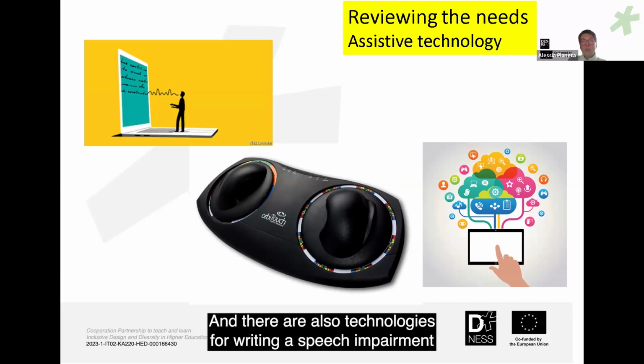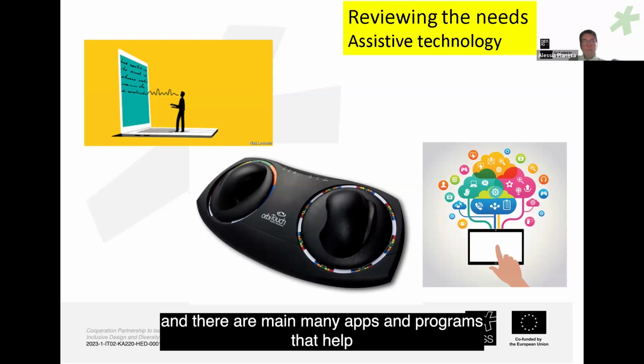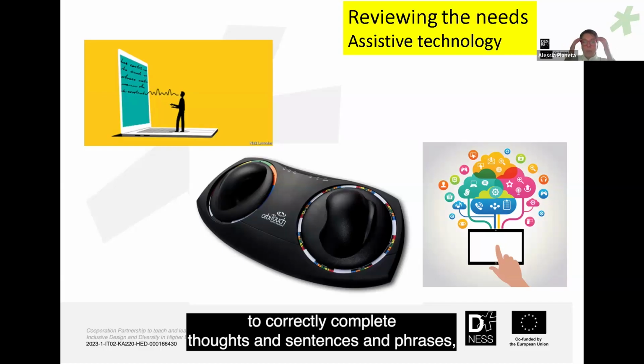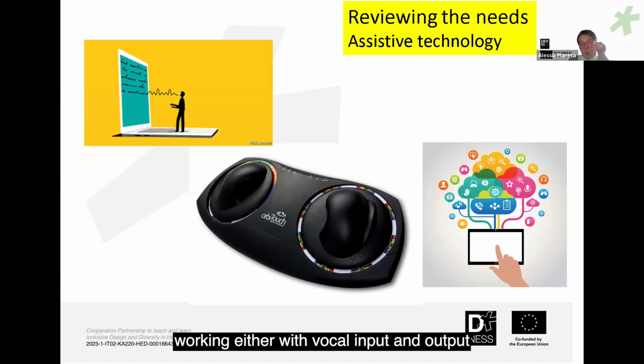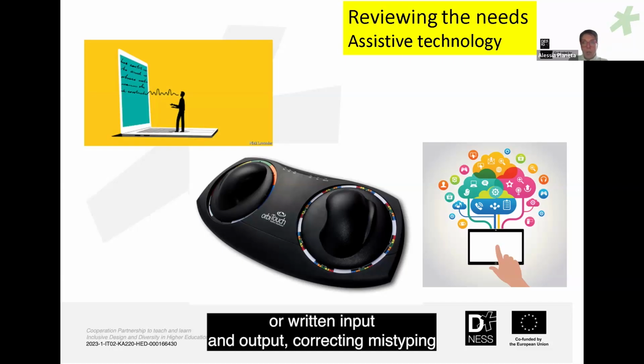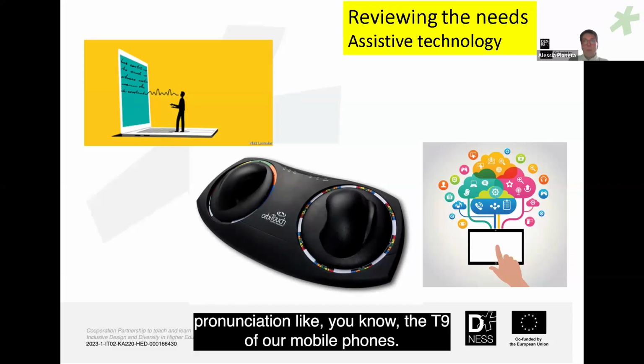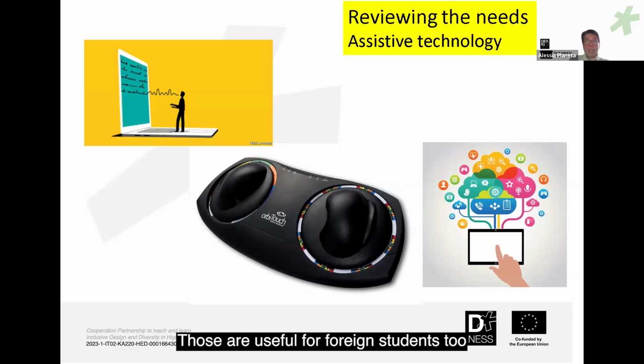And there is also technology for writing and speech impairment. There are many apps and programs that help to correctly complete thoughts and sentences and phrases, working either with vocal input and output or written input and output, correcting mistyping, pronunciation, like, you know, the T9 of our mobile phones. Those are useful for foreign students too, and for dyslexic students.